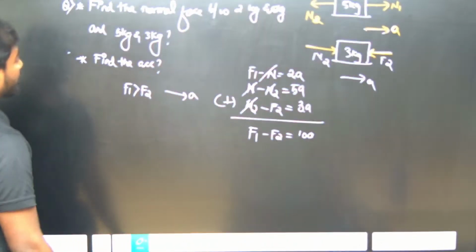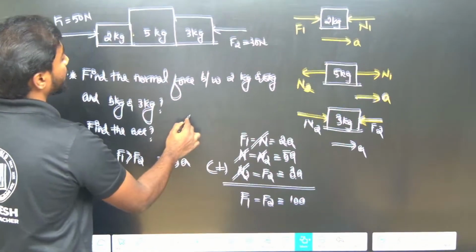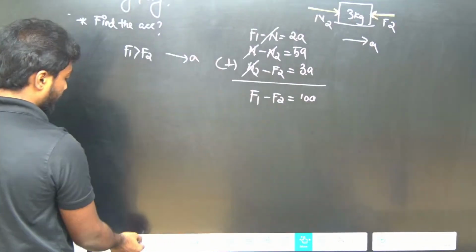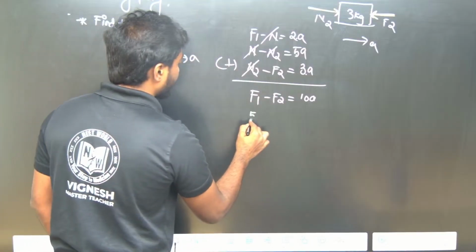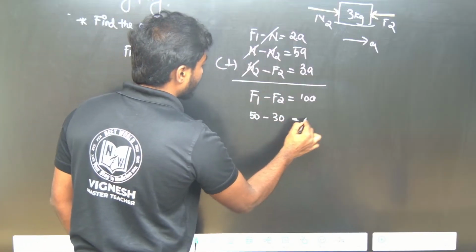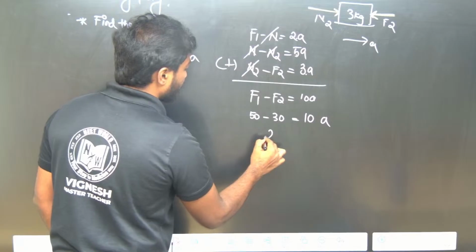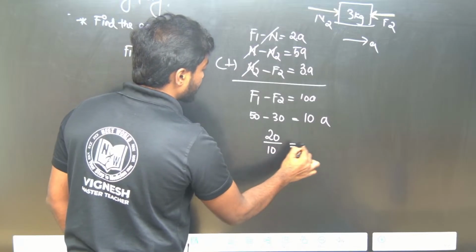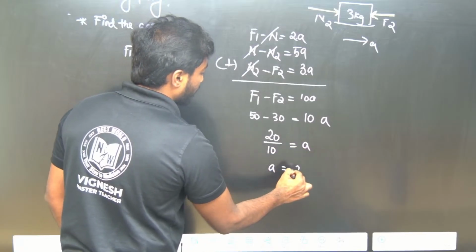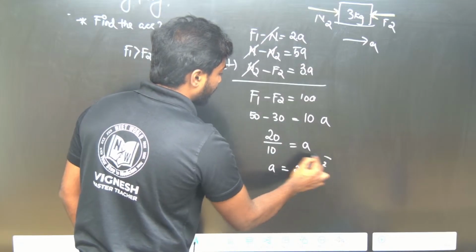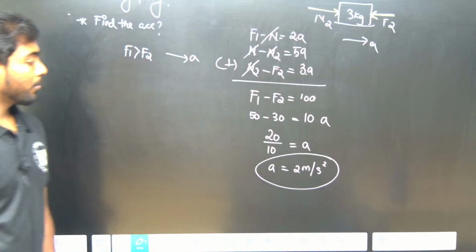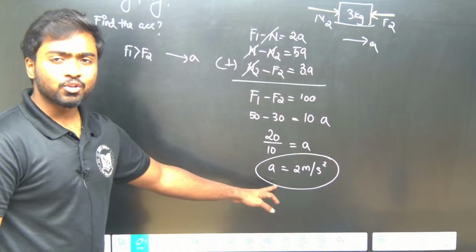So what are the things they have given? The forces, one is 50 and one is 30, no? So 50 minus 30 will be equal to 10A. 20 by 10 will be equal to A. So A will be 2 meter per second square. So now we got the acceleration, 2 meter per second square.